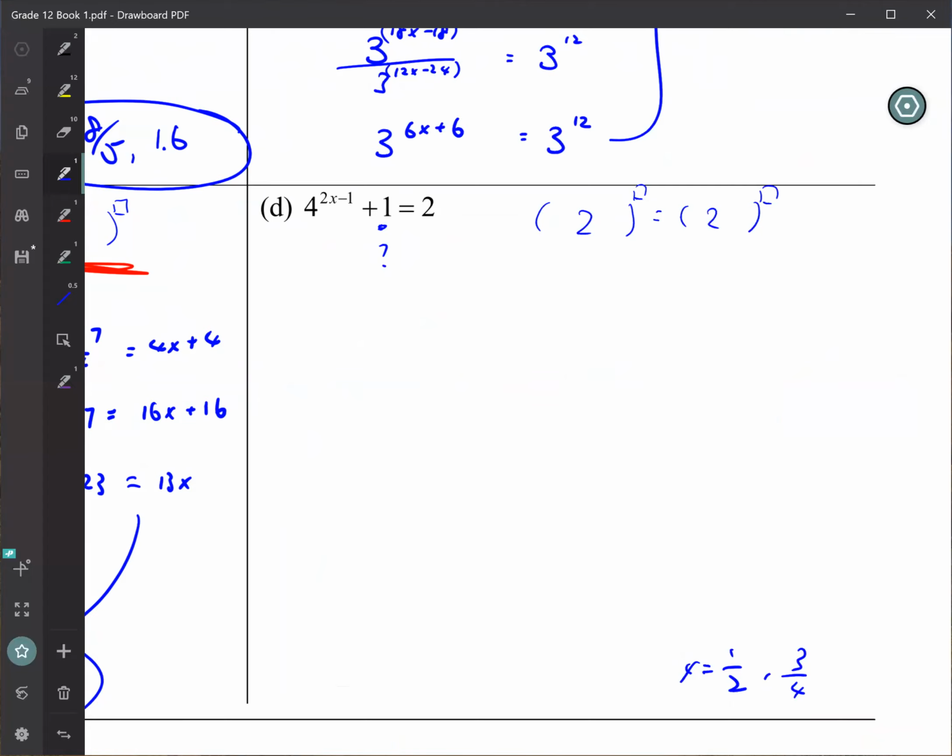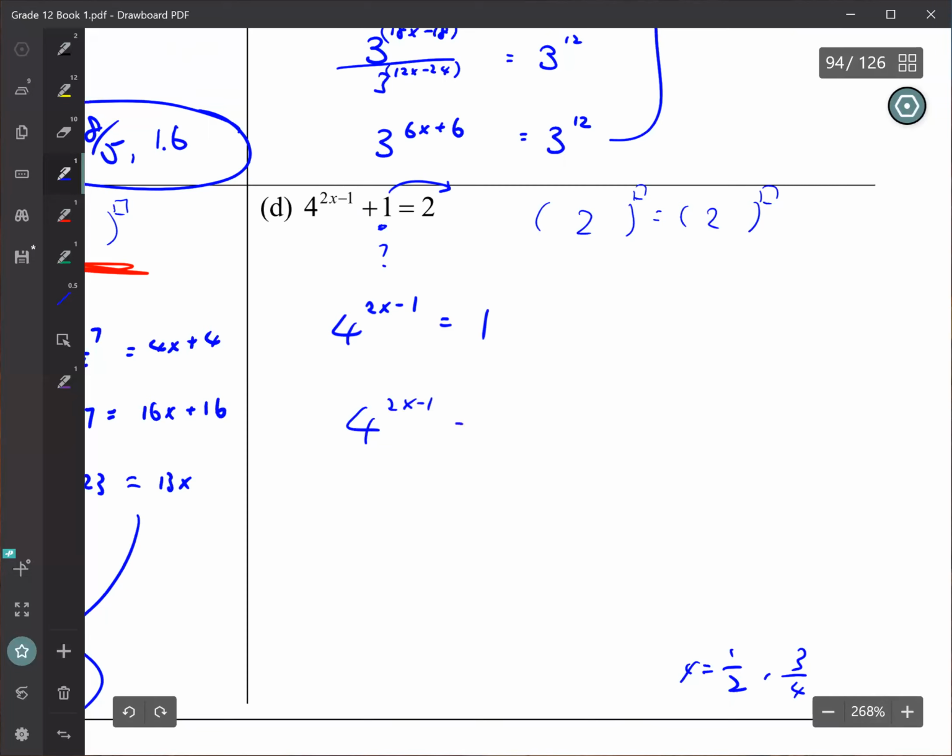You said 1/2, right? I did 4 to the 2x minus 1, and then I moved the 1 to the other side. Okay, so the other side will become 1. Okay, and then what do you do next then? And then I changed the 1 to 4 to the power of 0. Oh, okay, very good. 4 to the 0 will be 1, right? Yeah. And then 2x minus 1 equals 0, and you just solve for x. Okay, so you drop the base now, right? So 2x minus 1 equal to 0, then that will give you half. Okay, so half is correct. Very good. Okay, does anyone have questions?